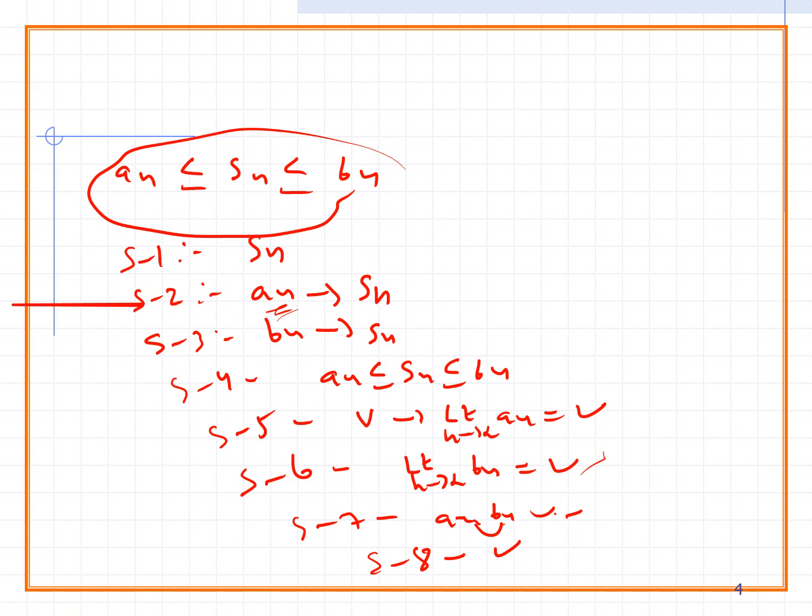What is step 1? The given sequence you simplify, and that is called Sn. Next, you take An as some assumed sequence; after simplification you get the same as Sn. After that, you assume one Bn sequence, which you also simplify, and it looks like Sn. After that you can say An is less than or equal to Sn, which is less than or equal to Bn. In step 5 you put n tends to infinity in An and get some value, and the limit of Bn gives some value. Both values are the same, so automatically Sn is also the same, because An is less than or equal to Sn, which is less than or equal to Bn. This is called the sandwich theorem.